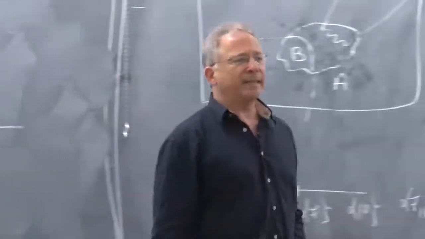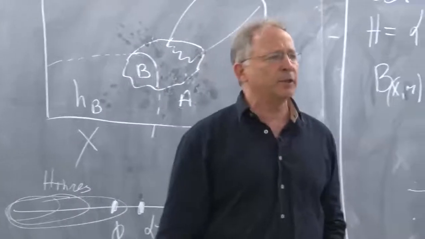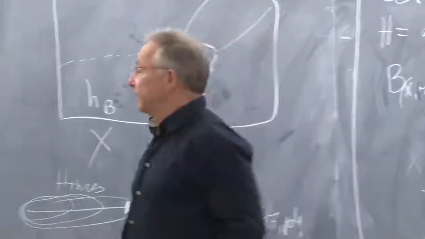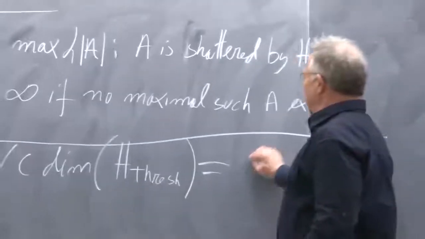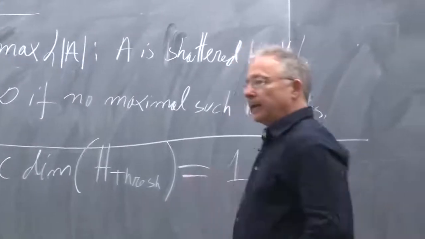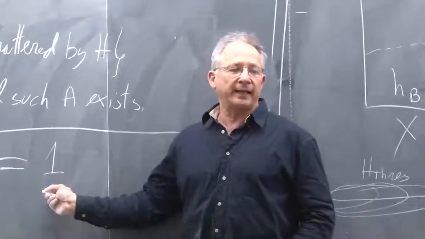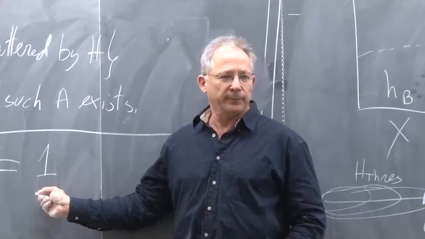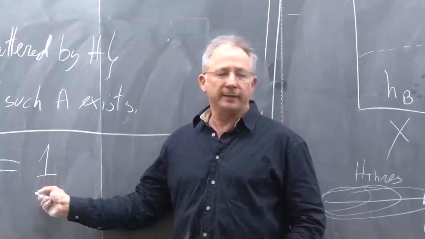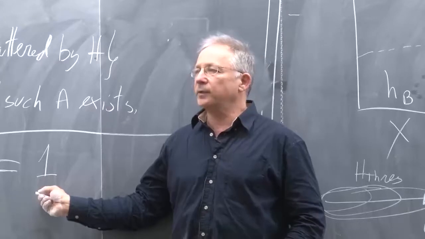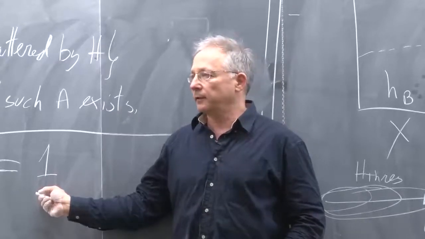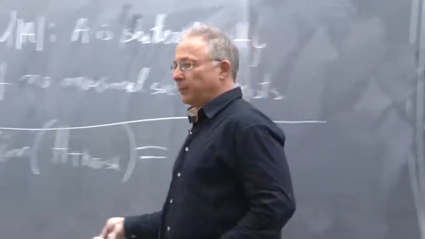So what is the maximum size of a set that can be shattered? Yes, it's going to be 1. But in order to show that it's 1, I need to show you 2 things. I need to show you that there is a set of size 1 which is shattered. And I have to show you that this is the maximum size: no set of size 2 is shattered. So we've already talked about that.